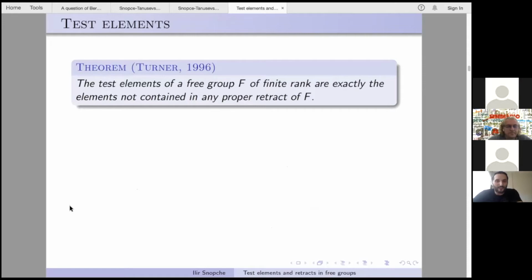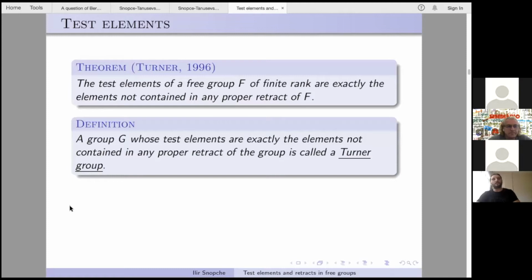Okay, so the other way around is also true. And actually, after getting this result, people started to ask, okay, are there any other groups which satisfy this property? Therefore, the notion of a Turner group was introduced. So a group G, whose test elements are exactly the elements not contained in any proper retract of the group, is called a Turner group. So whenever one can characterize test elements, as in this theorem of Turner, if this is possible in a group, we call this group a Turner group.